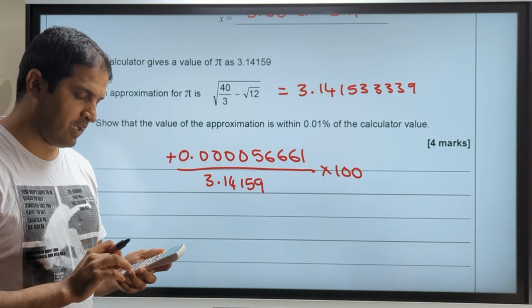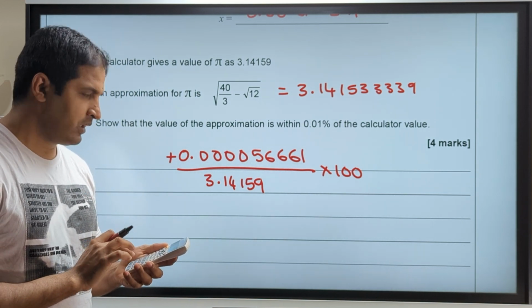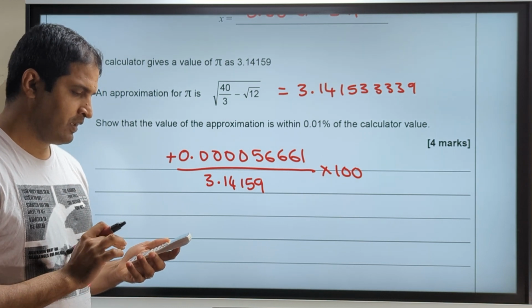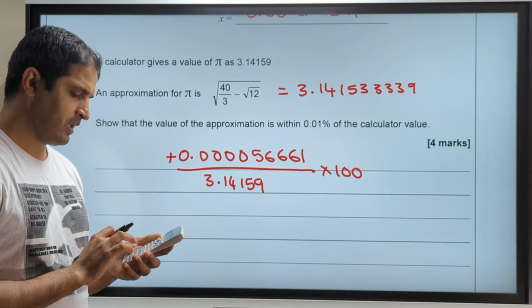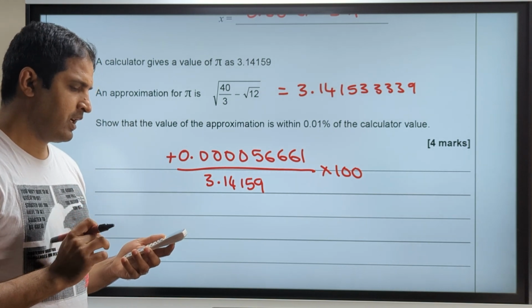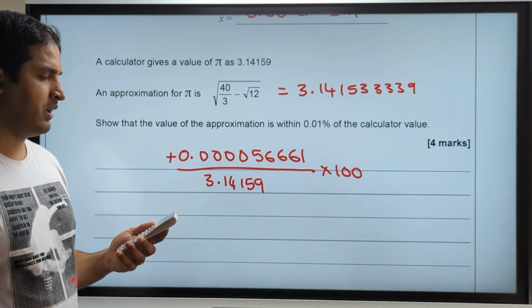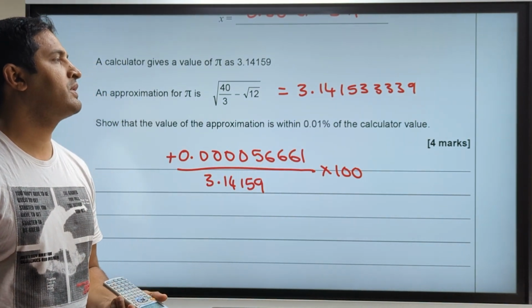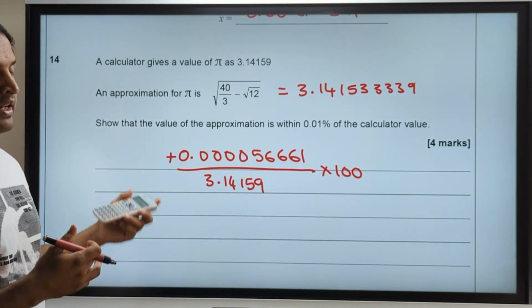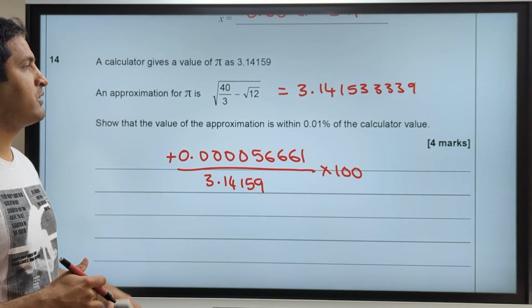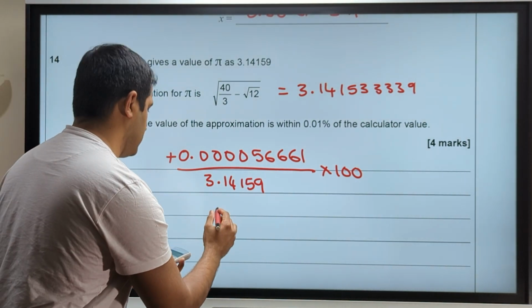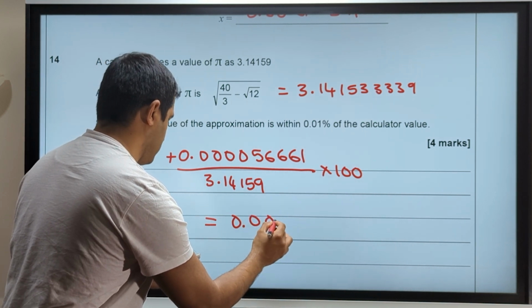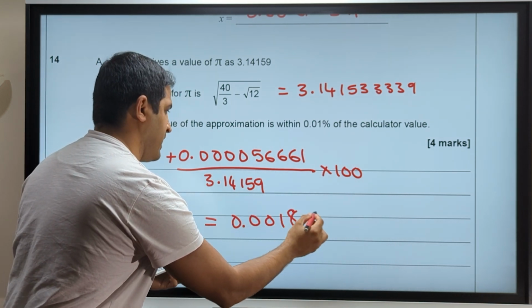So I'm going to divide it by 3.14159 and then multiply by 100. And I get 0.0018. That is within the 0.01% of the calculator value, well within it. So that will give me 0.0018%.